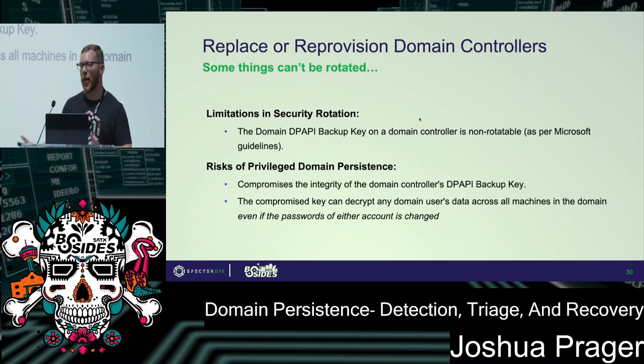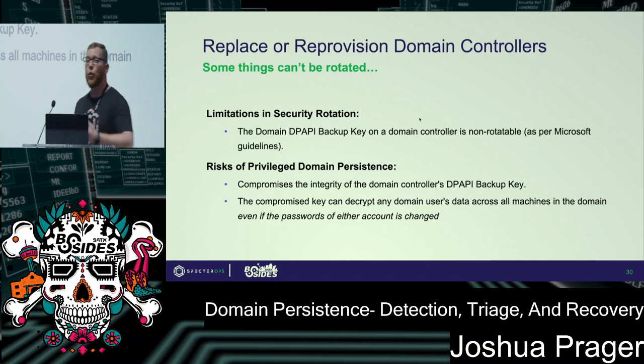It's not really that there's no way to rotate it. There's just not a really safe way to do it. If something gets borked, you accidentally just ransomware your entire domain. So no one's actually gonna go through with trying to rotate this, but it can be rotated. But according to Microsoft, there is no way to rotate the domain DPAPI master key.